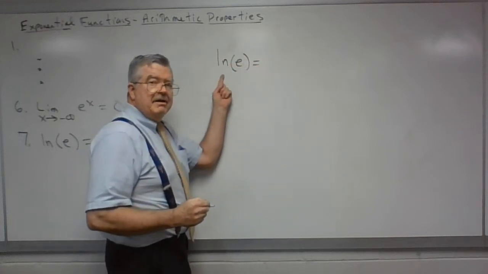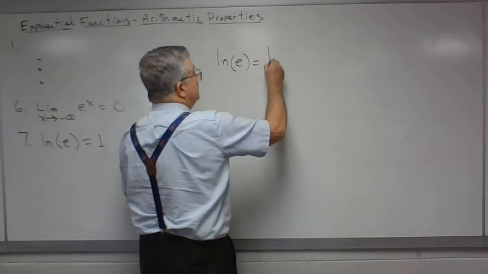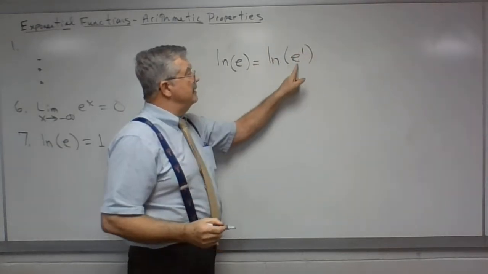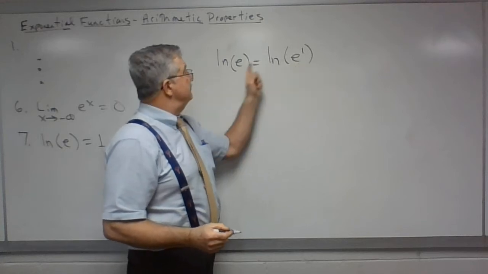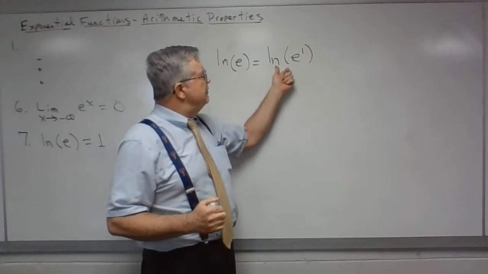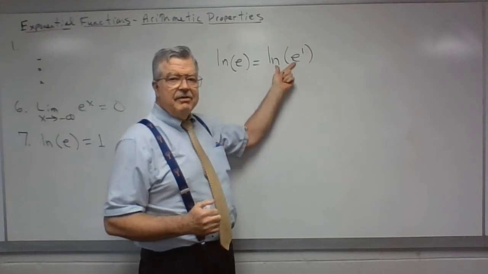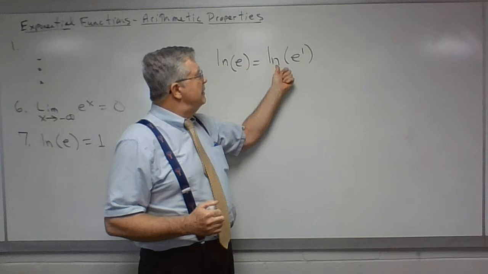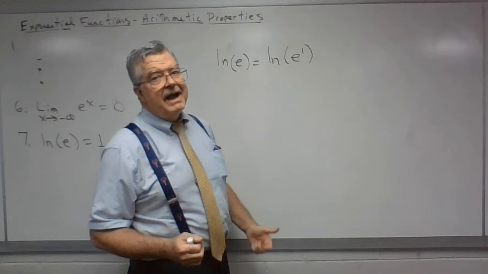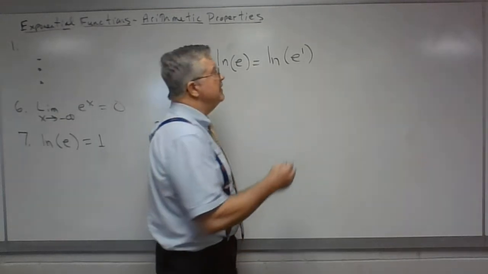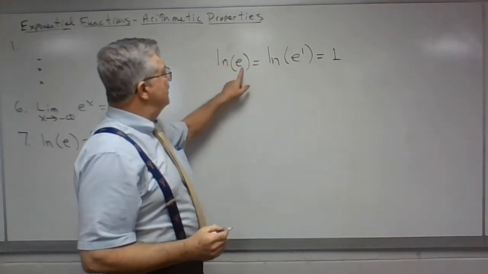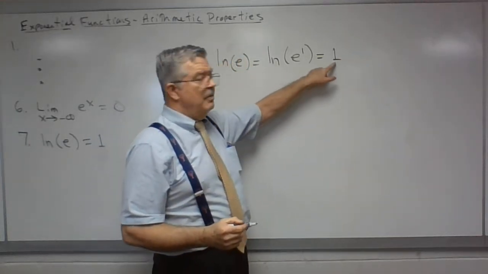The natural log of e, we can write that as the natural log of e to the first power. E to the first power is just e. And now this makes sense because natural log and e undo each other. If we evaluate the natural log at e raised to a power, what do we get back? Yep, that's right. We get the exponent. So this is why the natural log of e equals 1.